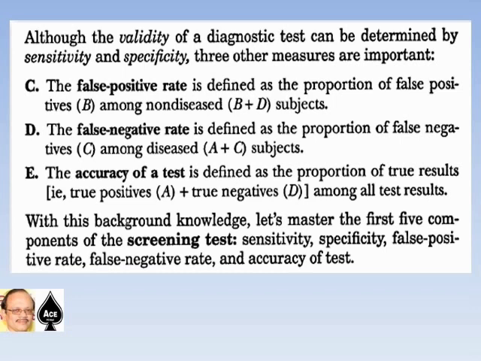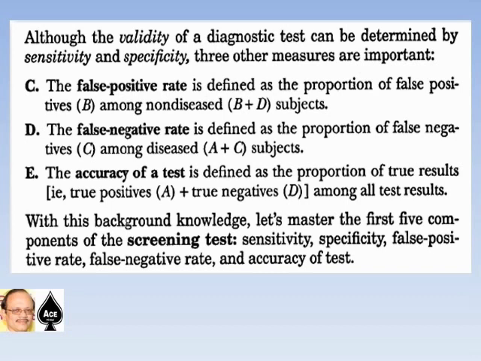The fifth term you have to understand is the accuracy of a test. This is defined as the proportion of true results, that is true positive plus true negative, A plus D, among all test results, that is A plus B plus C plus D. The accuracy of a test is defined as the proportion of true results among all test results.